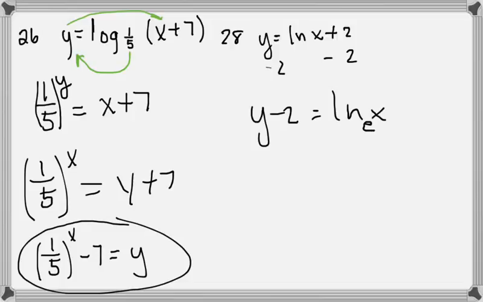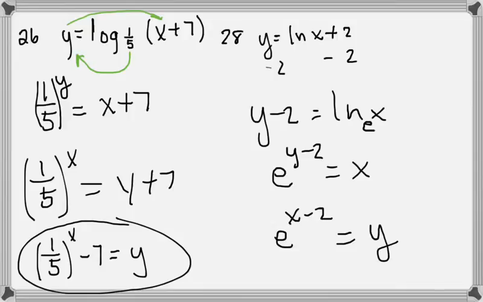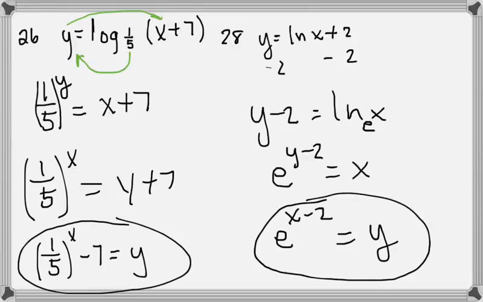Remember, there's a base e. So now we're going to raise it to the power, convert it to exponential. So it's going to be e to the y minus 2 equals x. Switch x and y and you're done. E to the x minus 2 equals y. This is a little weird, but you just need to get used to seeing the patterns change.